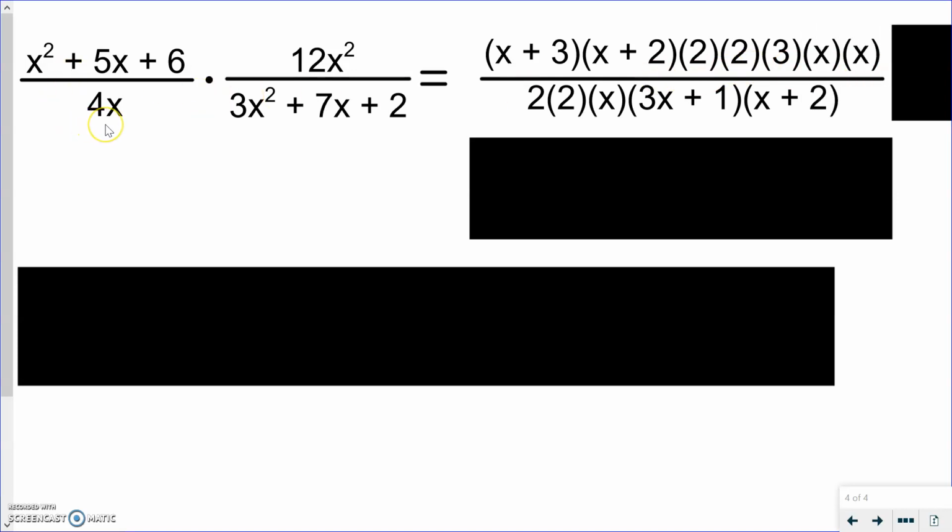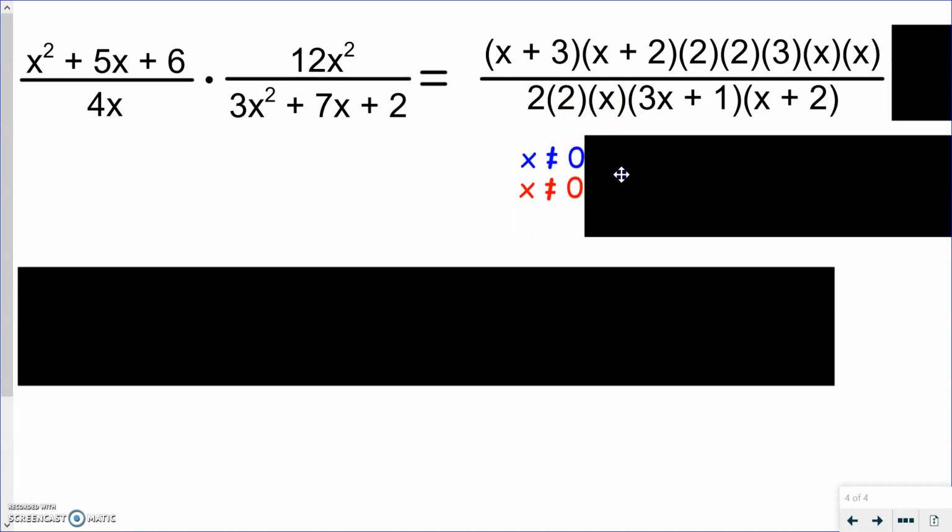On the bottom, 4x. Well, 4 is just 2 times 2, and then x is just x. This trinomial, I do guess and check, so 3x, 1, 2. I checked it. It makes 7, plus plus, and I checked the signs. So that's fully factored. Find the restrictions from the bottom. So I skip this 2 because it's just a number. Skip this 2. This is a letter x. I must use that. So I'll set that cannot equal 0.